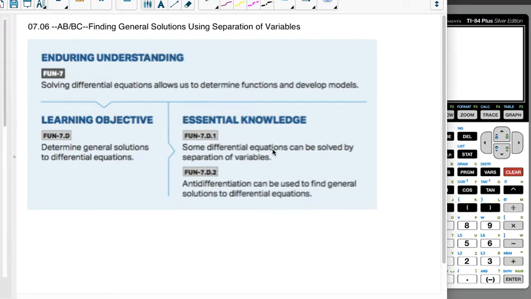All right, this is AP, AB, and BC Calculus. We're doing Unit 7, Section 6, which is finding general solutions using separation of variables.